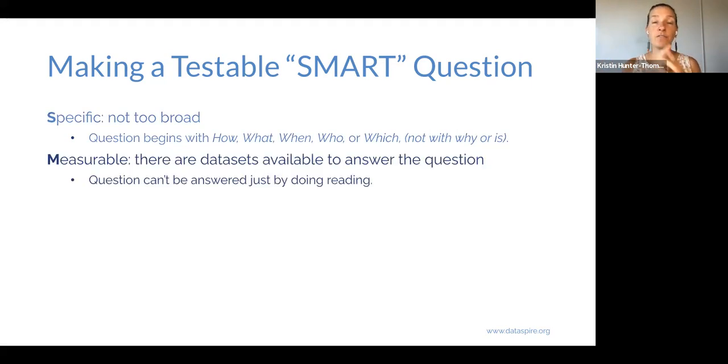So the S is specific, the M is measurable. There are either currently data sets available, or you can go out and collect the data to investigate the question that you have.